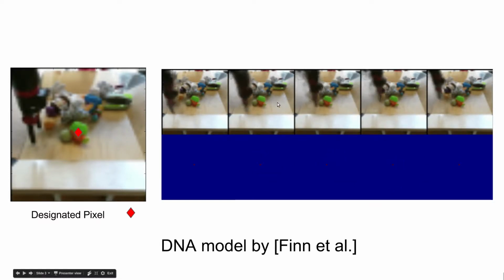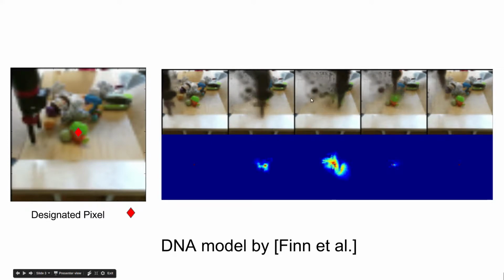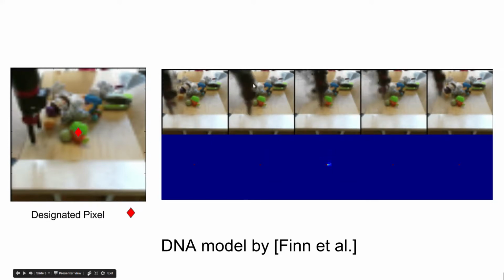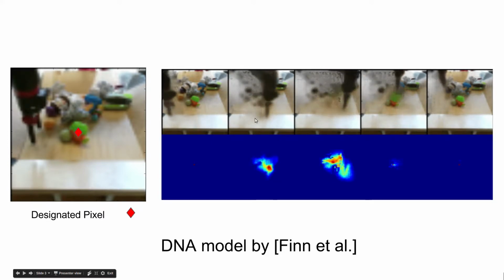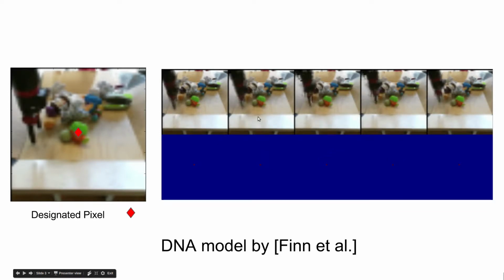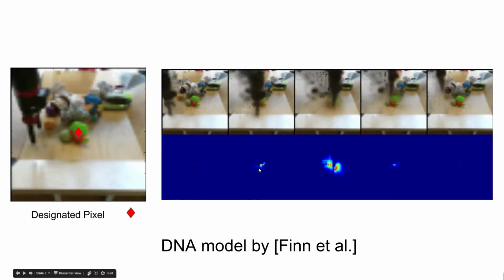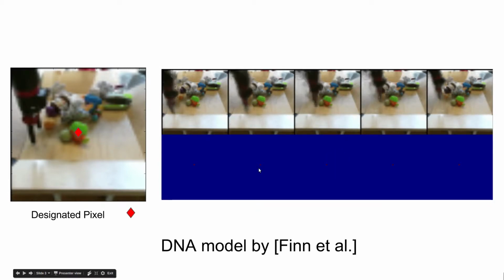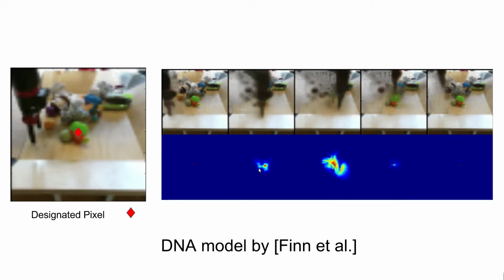For the predicted images, you can see that the background is being erased. And also, for this image, you can see that the arm moves in front of the object, but still the model predicts that the designated pixel is moving, which is wrong. And we will present later an architecture which solves this problem.